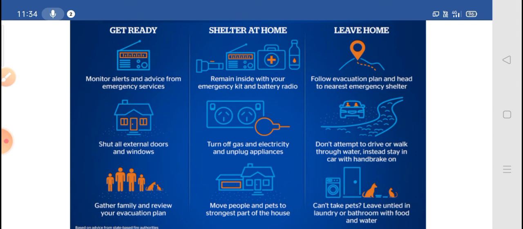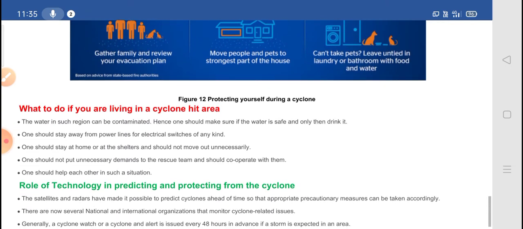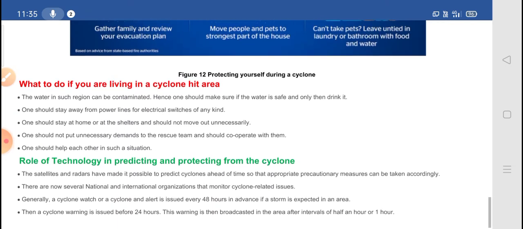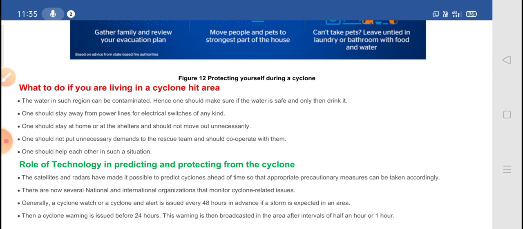Don't attempt to drive or walk through the water, right? Instead stay in the car with the handbrake on. If you can't take pets, leave them untied in a room such as the bathroom with food and water. So these are the important things you should take care of during the cyclone, right? Now this is figure number 12, protecting yourself during a cyclone. All this kind of precaution you have to take during the cyclone.